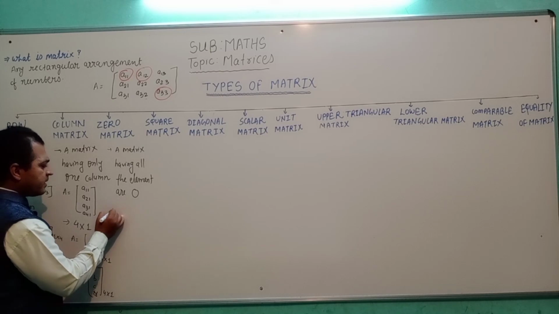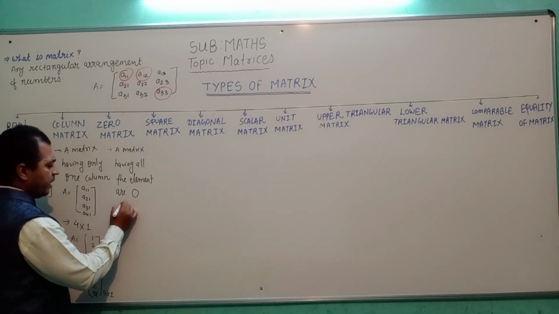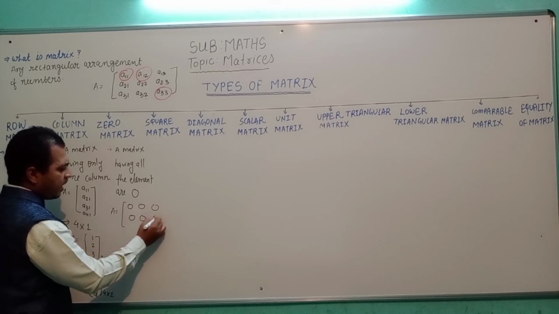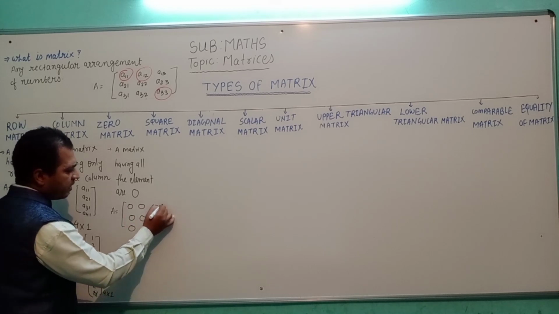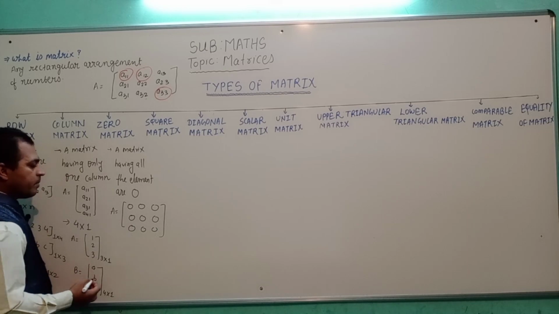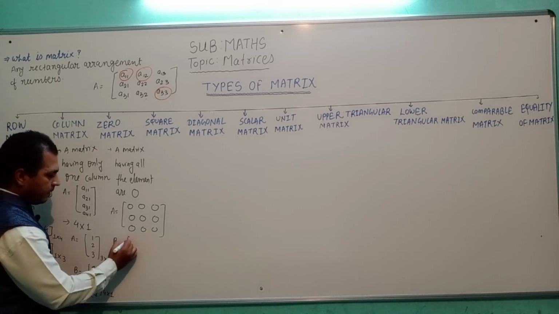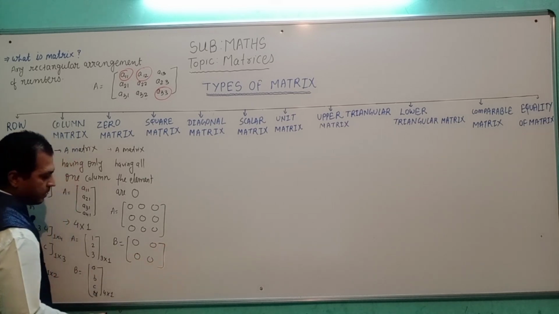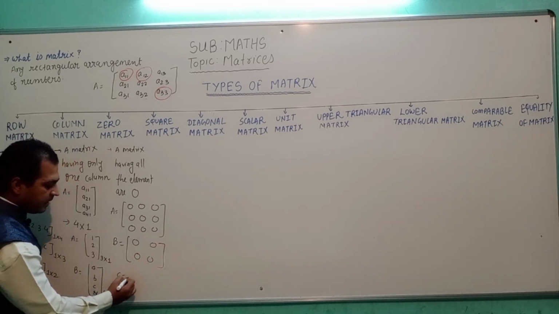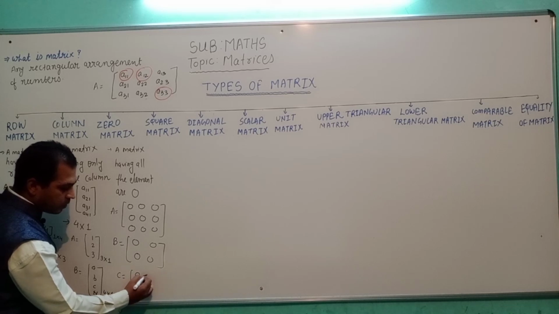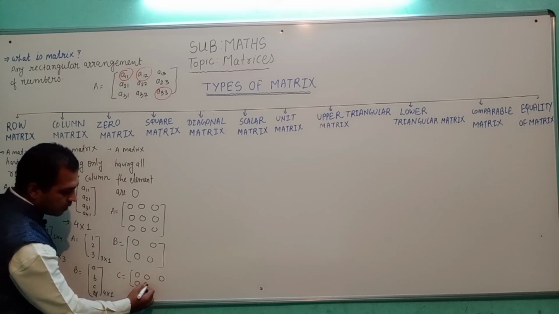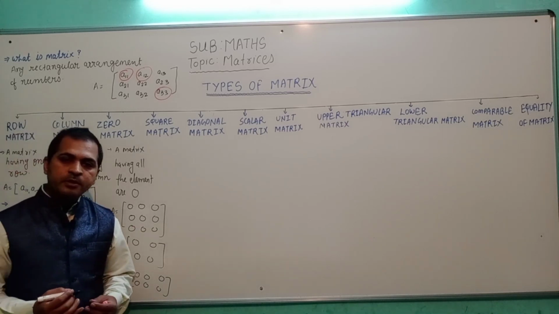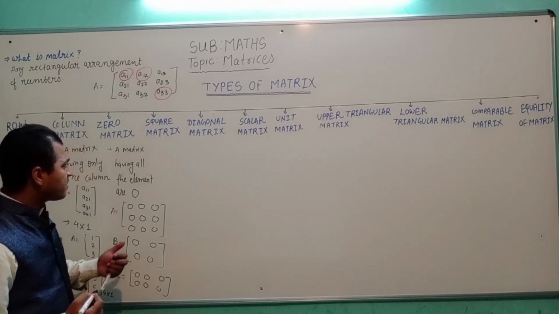You can consider the example over here. Suppose A is 0 0 0, all the elements will be 0 over here. This is what? Zero matrix. Another example, B, 0 0 0 and 0, right? Another example, C, 0 0 0 0 0 0. Students, all these are examples of zero matrix.